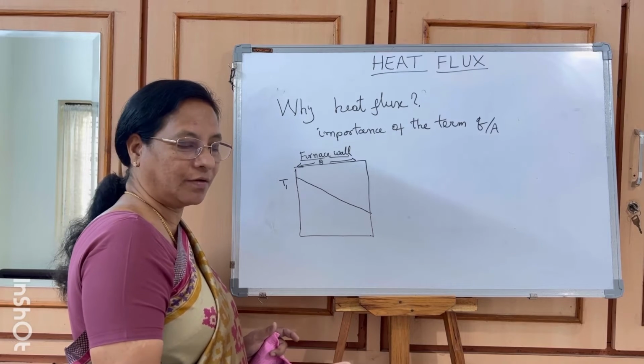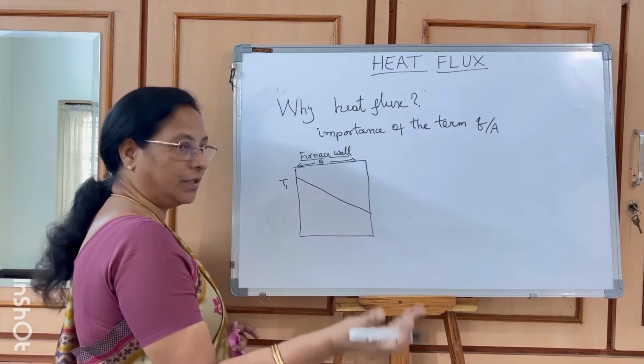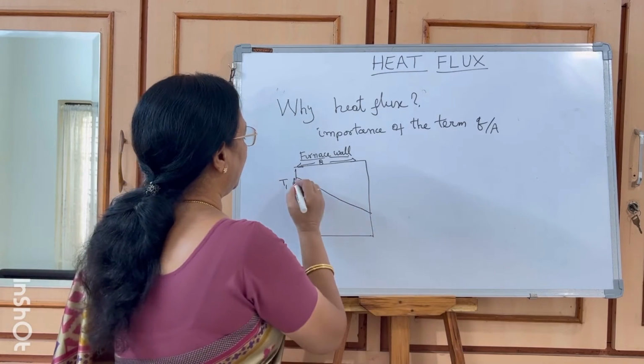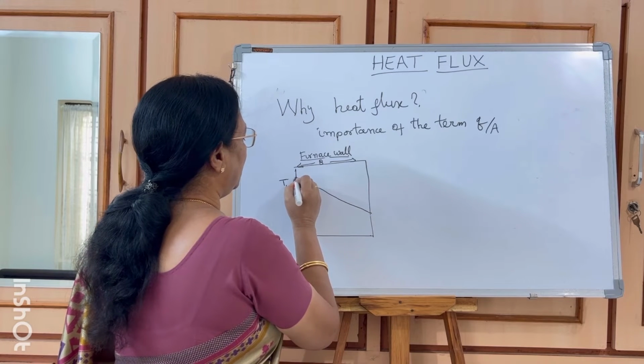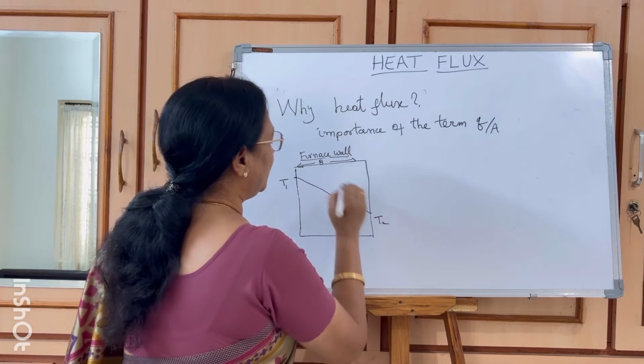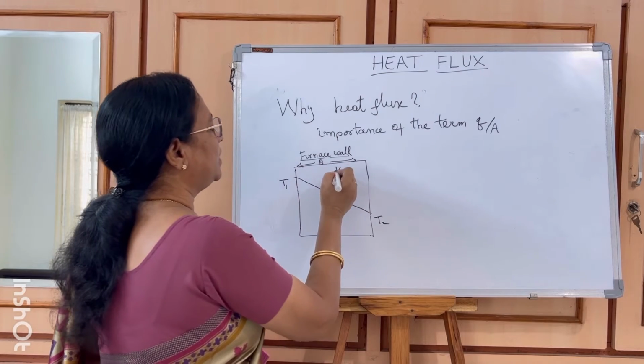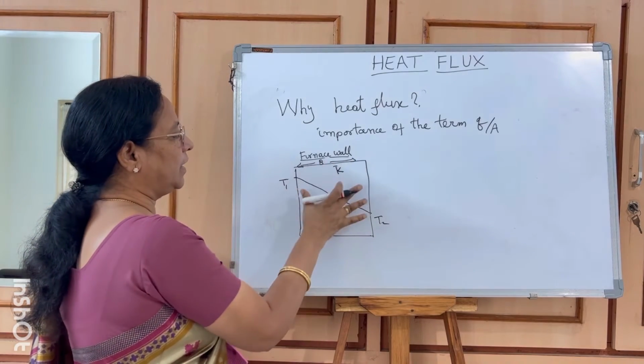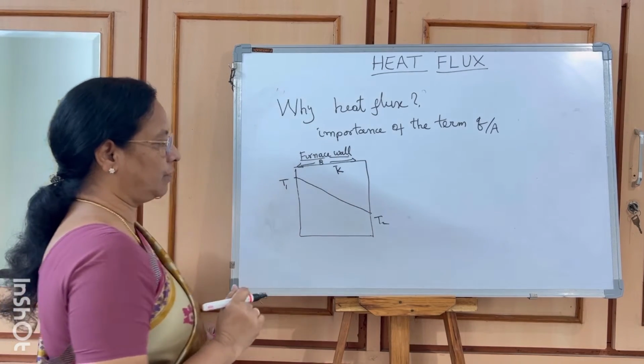So that is T1, and the outside temperature will be near the ambient temperature, because the outside temperature can't be so high. So it should be near the ambient temperature. So this is T1 here and this is T2. Let the average thermal conductivity of this furnace wall be k.